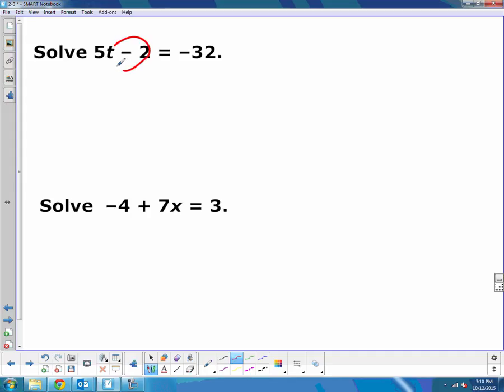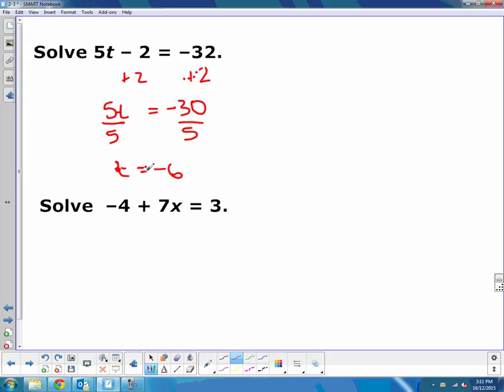So we're going to deal with any adding or subtracting first, and then deal with multiplication and division. So if I deal with that minus 2 first, I'm going to add 2 to both sides from there. So we're going to have 5t equals negative 32 plus 2, getting closer to 0, negative 30. Now if I divide both sides by 5, t equals negative 6. And that's how we solve it.